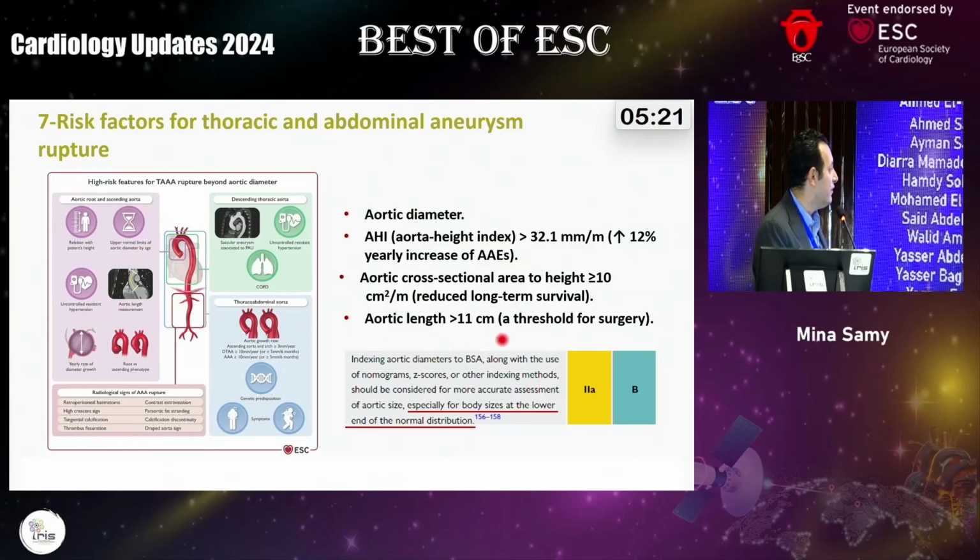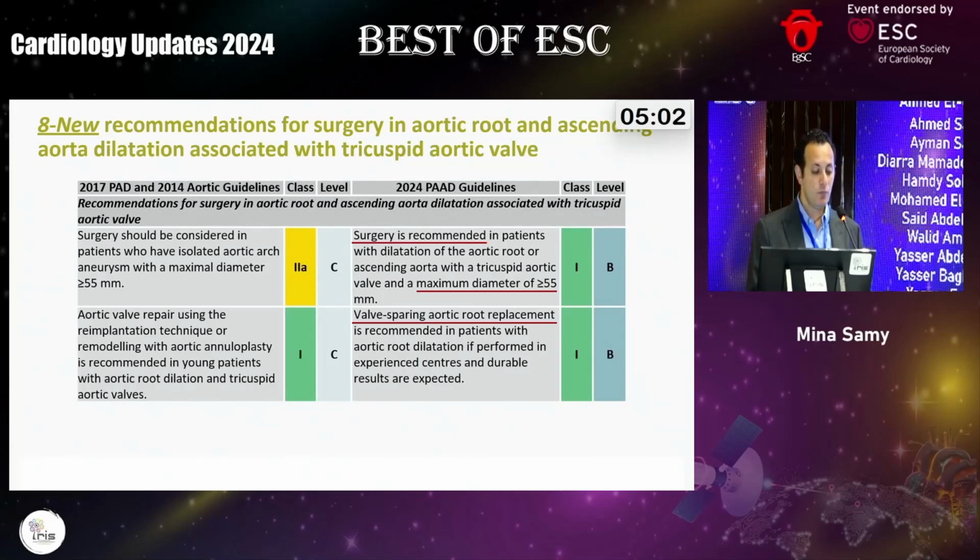If it's more than 11, this is a threshold for surgery. Then the rate of the yearly growth and the phenotype. Of course, the root is more risky than the ascending phenotype, which puts the root at a higher threshold for aortic valve intervention, aortic root intervention.